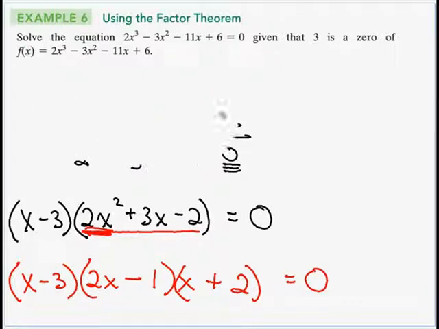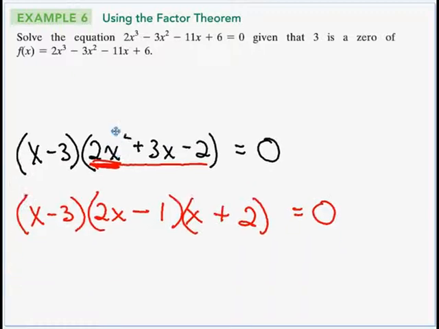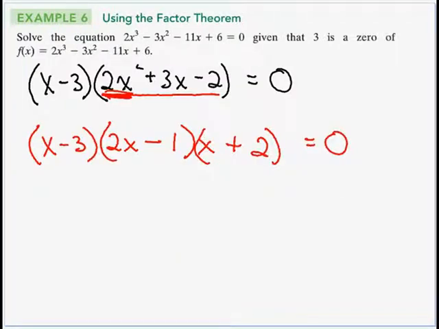I need a little more room here. Again, back to the original problem, it does say solve the equation. When it says solve, we want x equals. So if we have 3 things multiplied and the product is 0, we can set each factor separately equal to 0. If the first factor is equal to 0, x is 3.